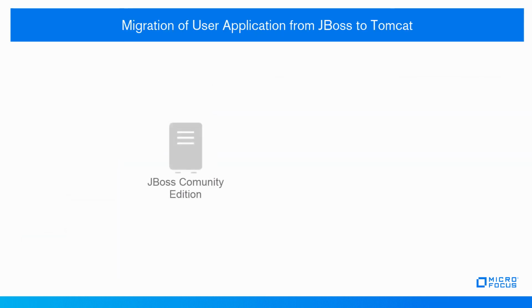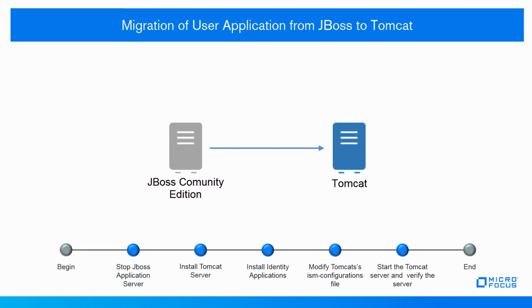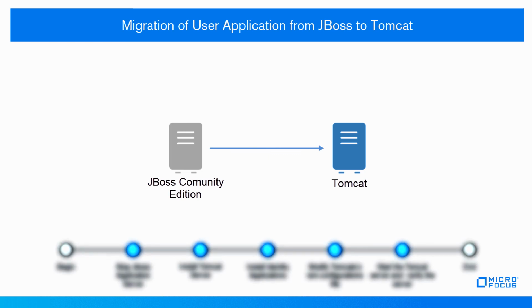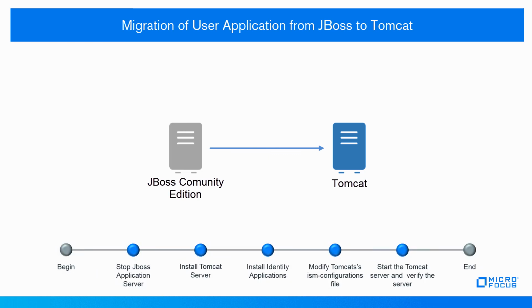For migrating user application installed on JBoss to Tomcat, stop the JBoss server, install Tomcat, and specify user application configuration information for Tomcat, and then remove the JBoss installation folder. The following steps outline this migration.